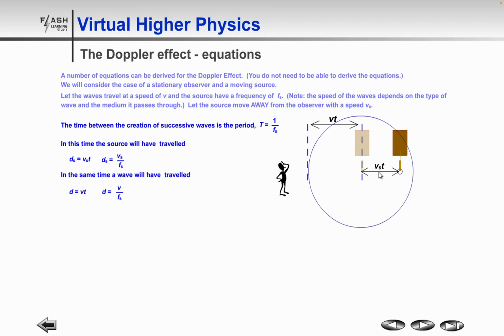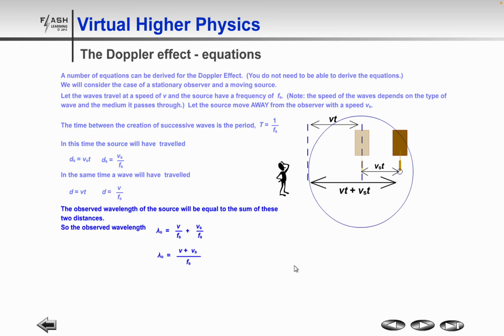Remember, the source here is moving away, and here's your observer to the left. So the observed wavelength of the source will be equal to the sum of these two distances. Lambda naught, for observed, is V over Fs plus Vs over Fs, which can be gathered together as V plus Vs, all divided by Fs.